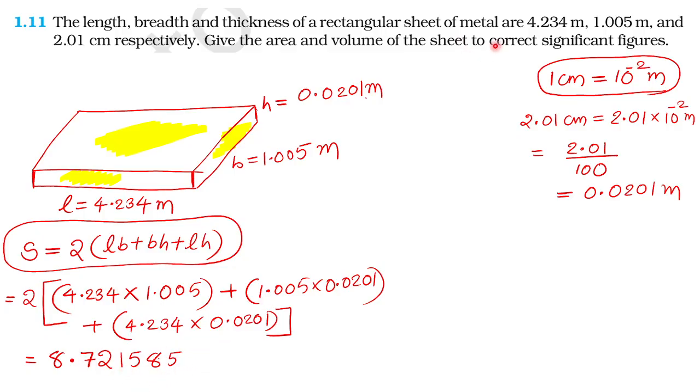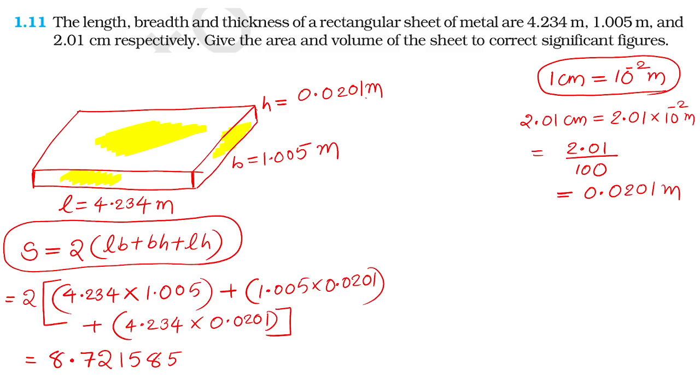So there is a rule when you do multiplication or division. Remember, this is an important rule. When we do multiplication or division, not addition, the number of significant figures of the final answer should be the minimum value of the number of significant figures of the given quantities.